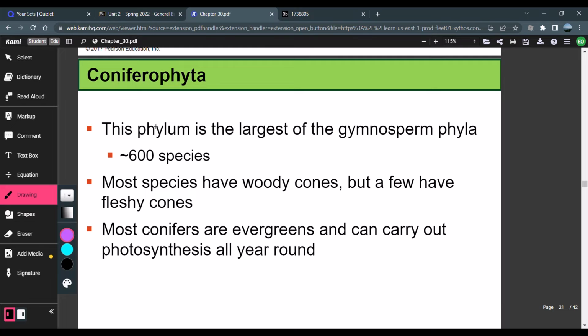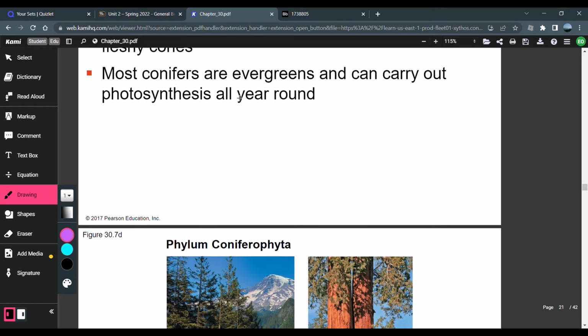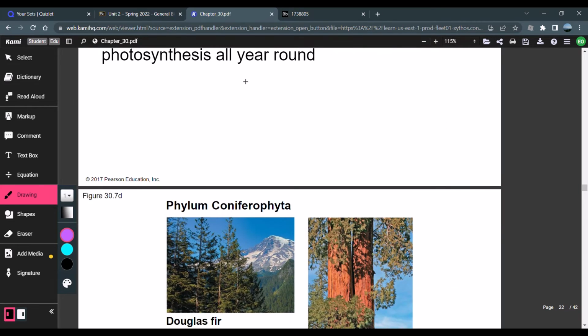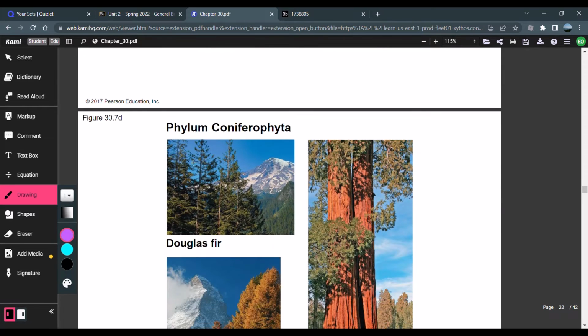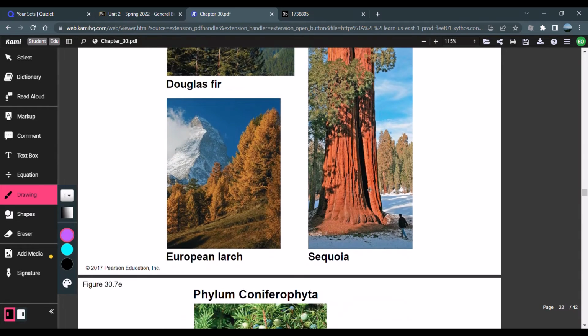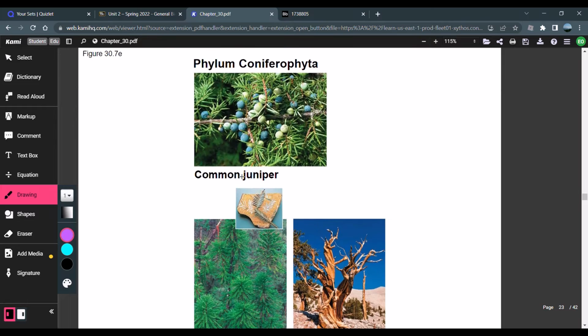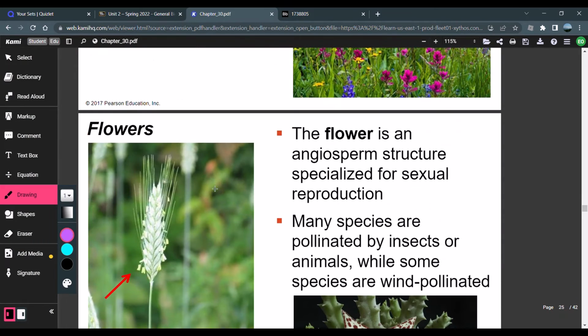The Coniferophyta is one of my favorite phyla. They have woody cones, but some have fleshy cones, and most conifers are evergreens and carry out photosynthesis all year round. My favorite Coniferophyta is the Douglas fir, then the redwoods or sequoias, and third comes juniper. I love juniper. It smells so nice.